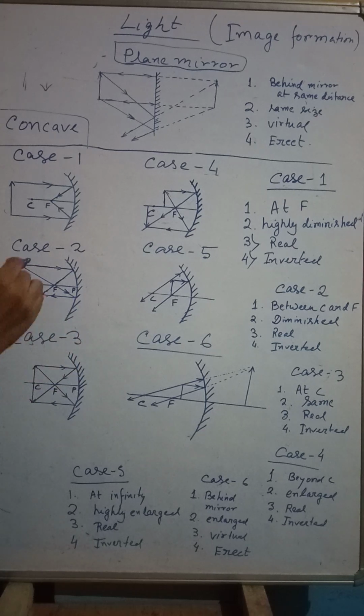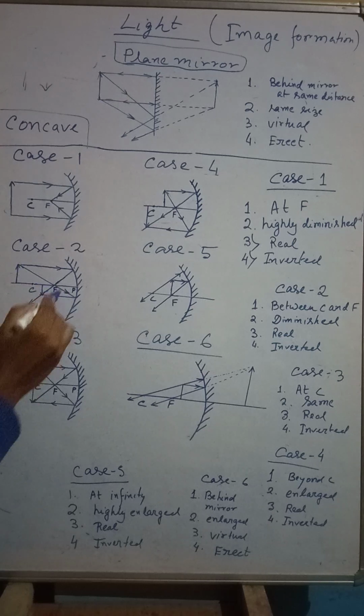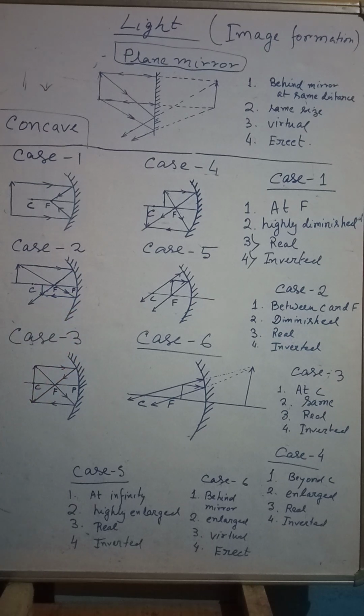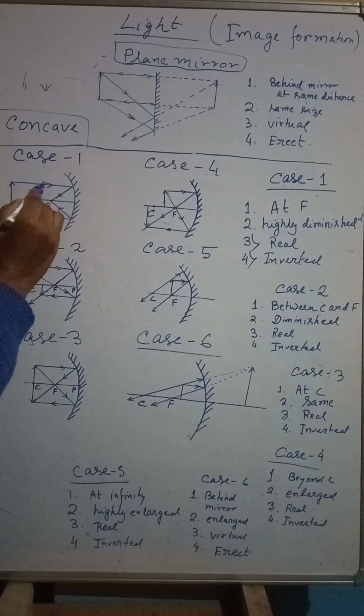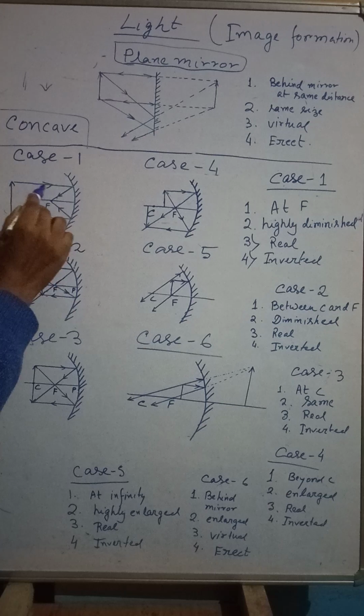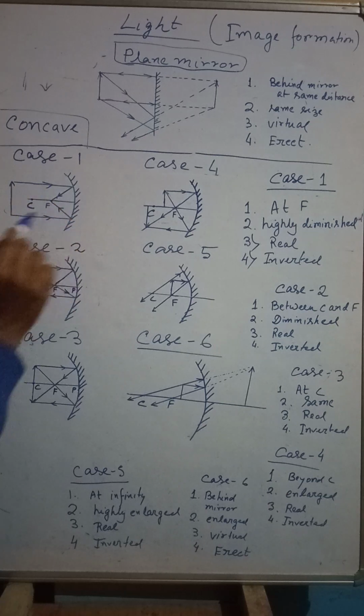So here two types of incident rays are present. One incident ray is parallel to the principal axis, and another incident ray goes through the focal point. Here the reflected ray goes through the focal point, and here the reflected ray is parallel to the principal axis. So you should remember that two types of rays are present here, and this ray is parallel to the principal axis, and this ray is also parallel to the principal axis.